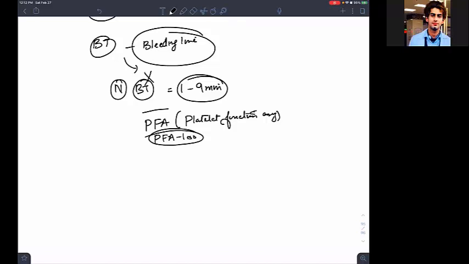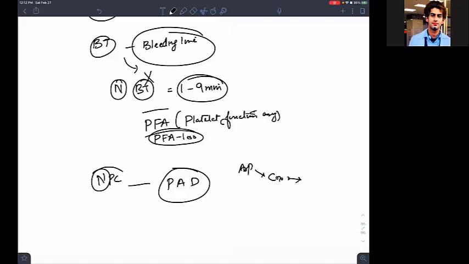So can I have a platelet aggregation problem in spite of a normal platelet count? Can I say this? In spite of a normal platelet count, can I have a platelet aggregation defect? I can, because I am taking aspirin. Aspirin is inhibiting the COX. COX is not producing what? Thromboxane A2. Thromboxane A2 is not produced, then I will have a platelet aggregation defect.